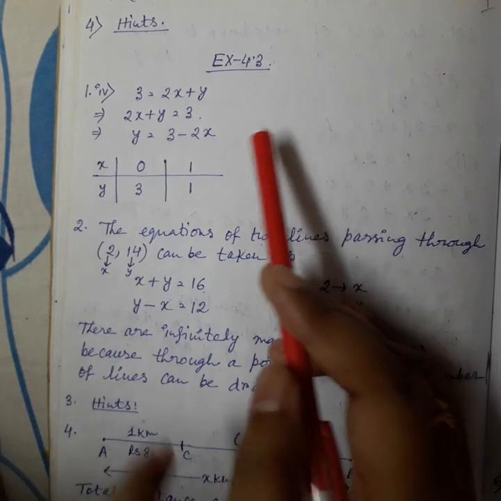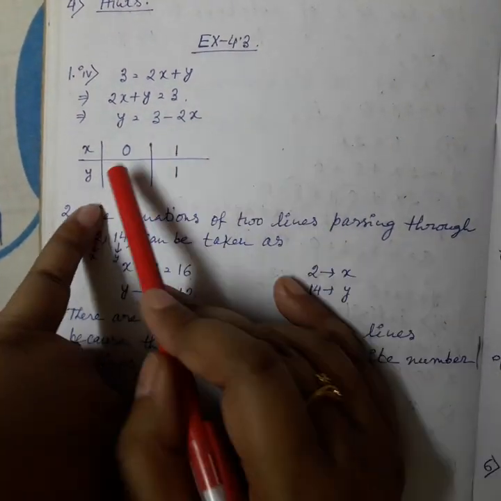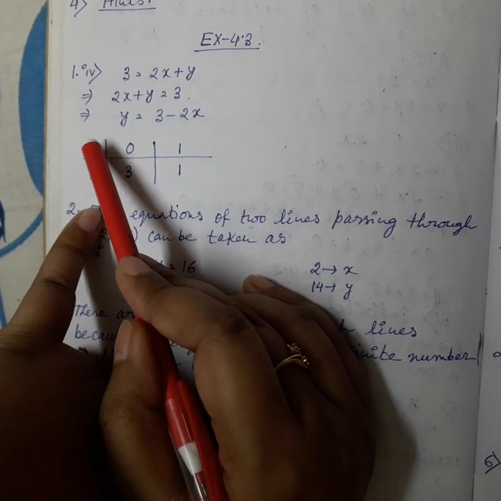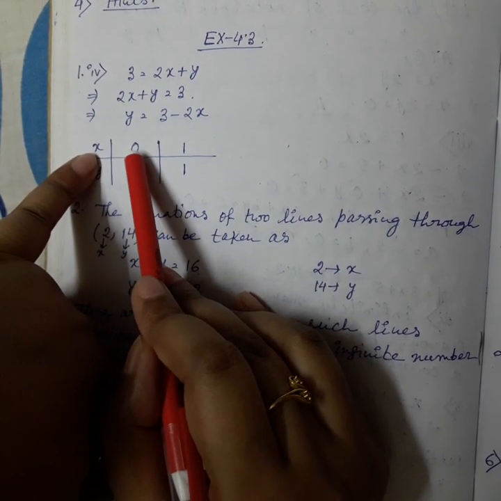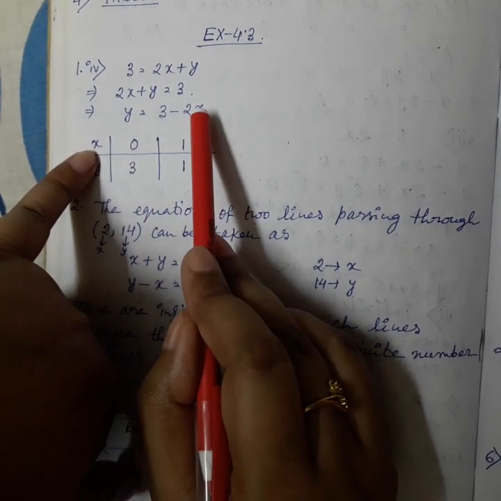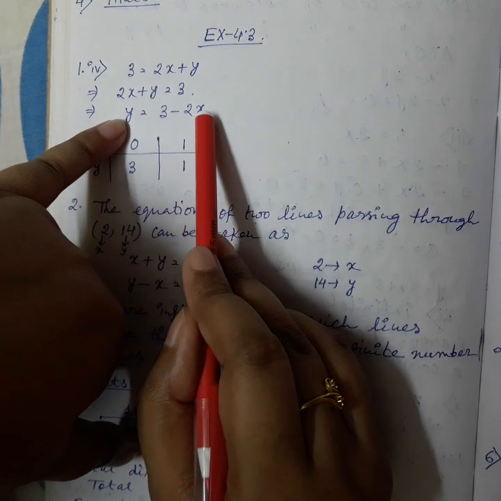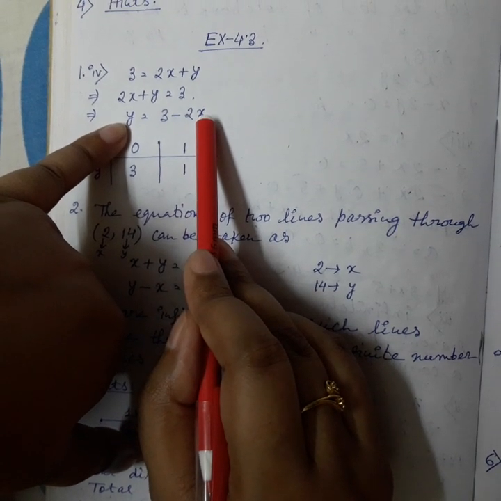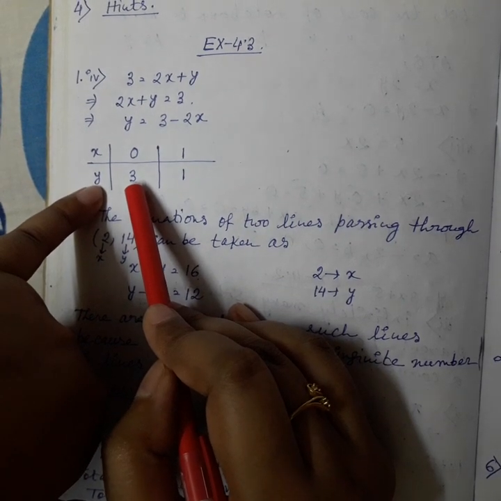So how you can understand? See that y equal to 3 minus 2x. Now I have done the column, that is x and y. So first I have put it x equal to 0. I have written x equal to 0. So if x equal to 0, what will be the value of y? 3 minus 2 into 0. 2 into 0 means 0. So it's coming y equal to 3. So in place of y I have written 3.